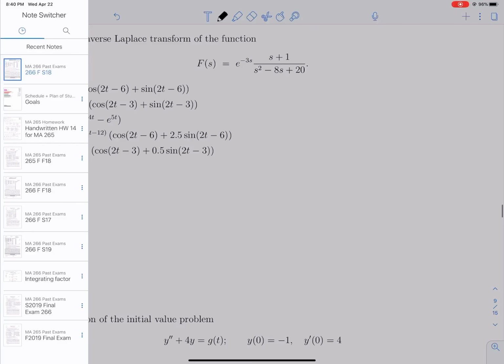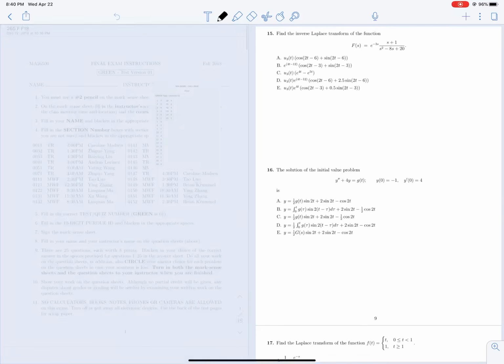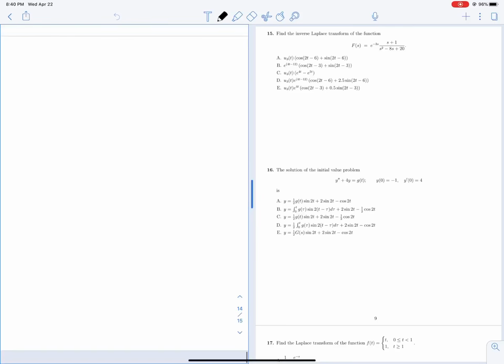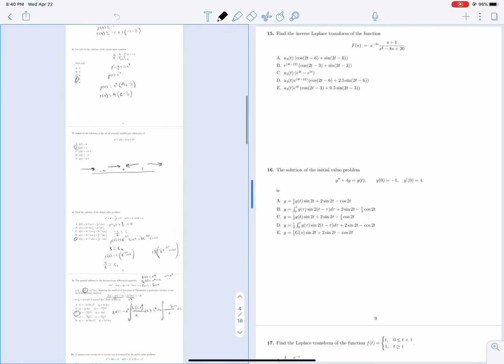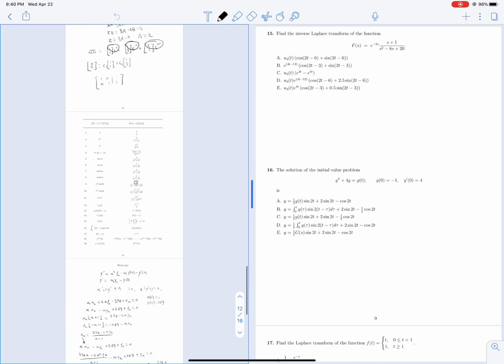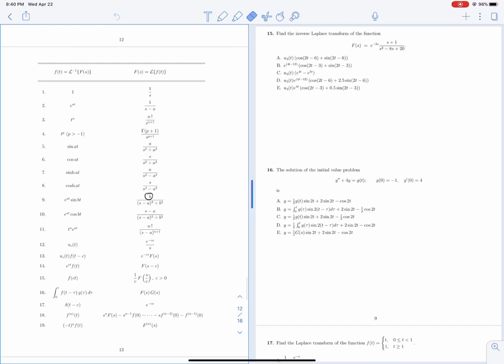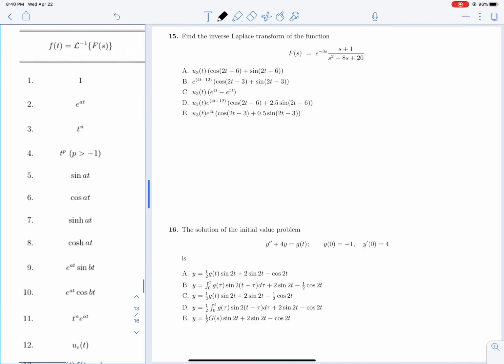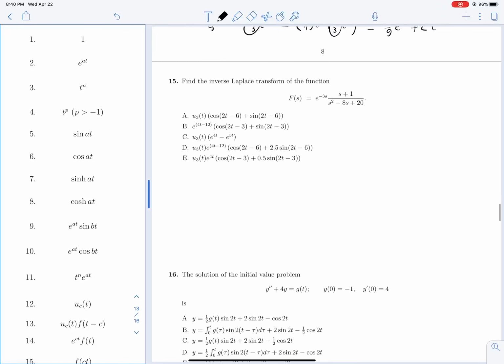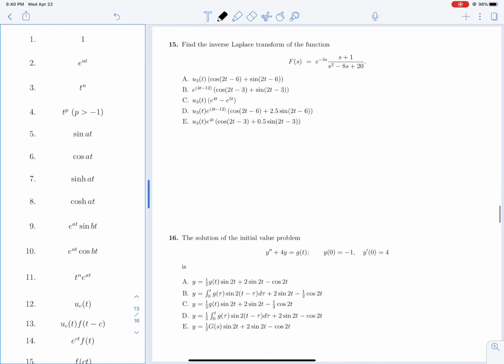Let's find the inverse Laplace transform of this function. I'm going to grab the cheat sheet, the legal cheat sheet, and we are going to find this inverse Laplace transform.